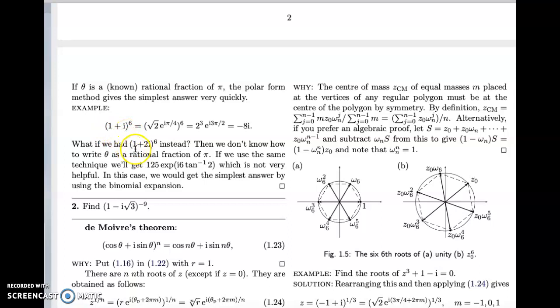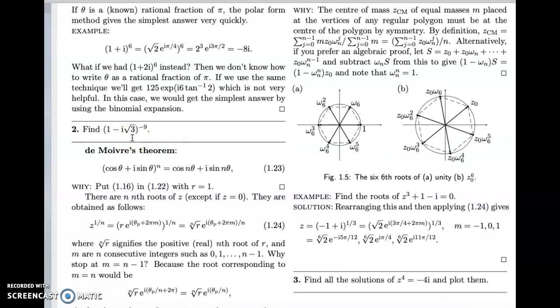But what about if we had 1 plus 2i to the power 6 instead? Well, then using the polar form doesn't help you, because the angle here, the simplest way of expressing it, is inverse tan of 2. And then if you raise this to the power 6, you get this horrible looking expression here, which doesn't tell you much. In that particular case, it would be more sensible to just get the answer as a real part plus i times the imaginary part, which you get by expanding this.